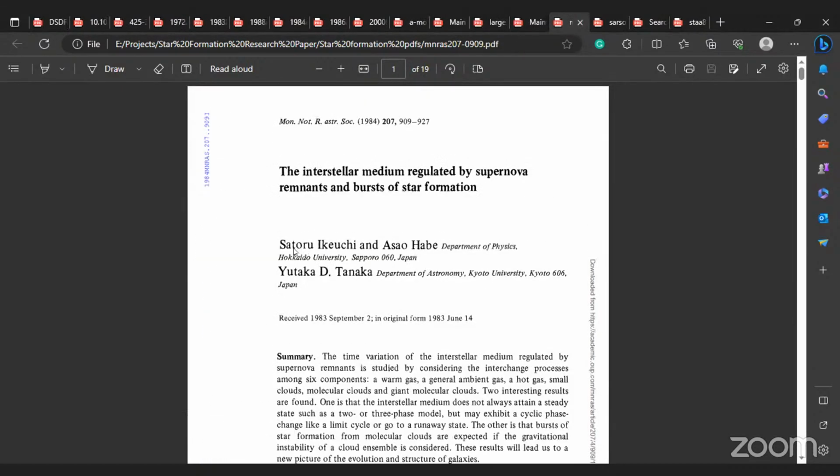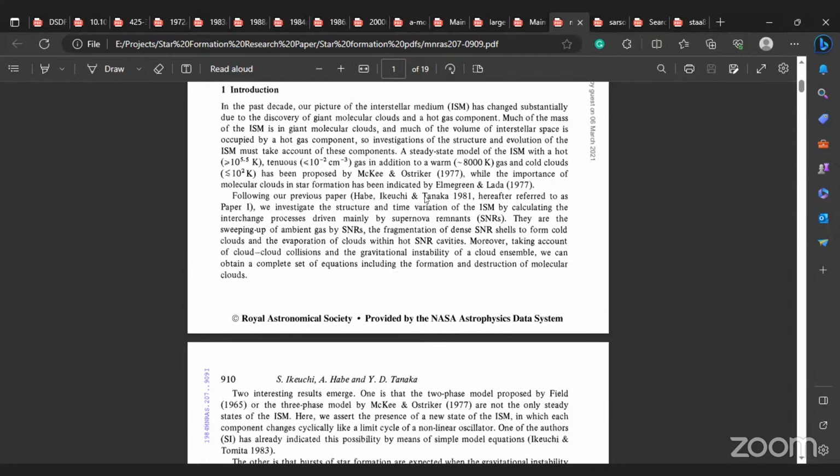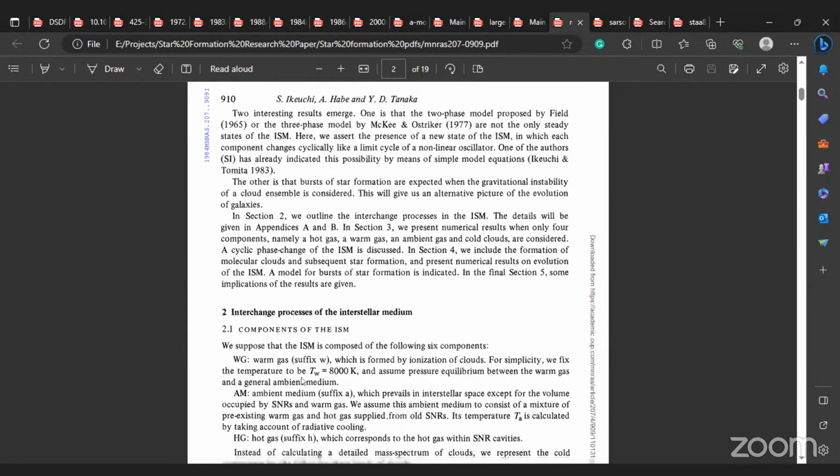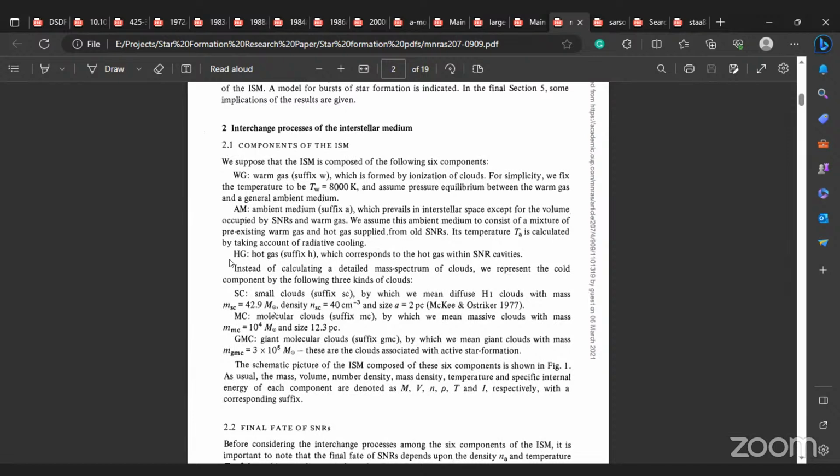Okay, this paper is again one of the most important papers that was referred to while developing this research study. There are a series of 2 to 3 papers on how the interstellar medium is regulated by supernova remnants and bursts of star formation. This idea was later incorporated into the present study that we were studying. So it is about the components of the ISM. The speciality of this paper is that the interstellar medium in the star forming structure has been divided into components: a warm gas, ambient medium, hot gas, small clouds, molecular clouds, and giant molecular clouds.